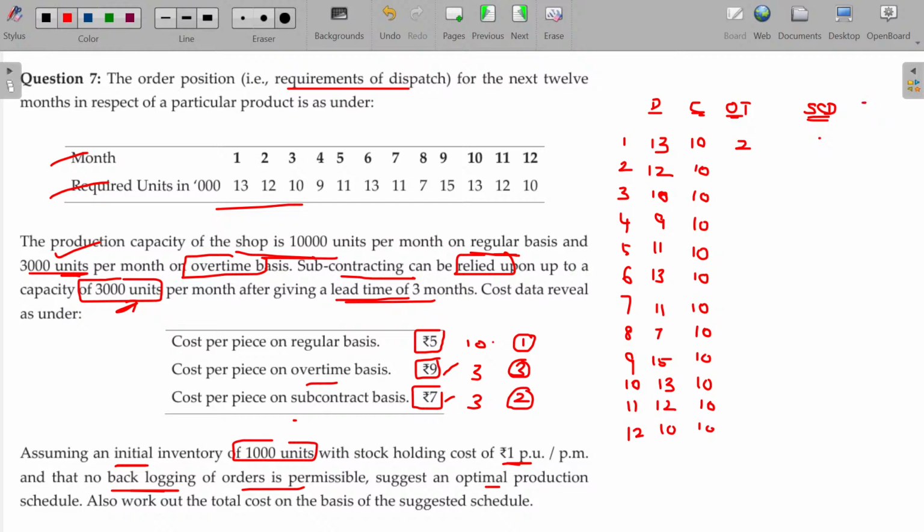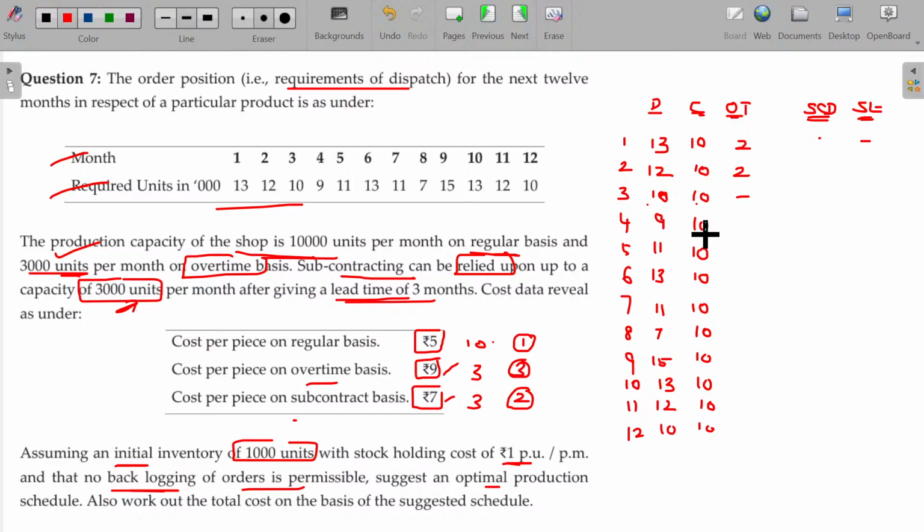Okay, what about the stock? We don't have the stock. Initially we have 1. After this, we don't have stock. What happens the next month? 12, we don't have stock. So our production capacity is 10, and the 2 shortage can be produced using the overtime. Third month, 10 demand, capacity is also 10, so we don't have the overtime requirement.